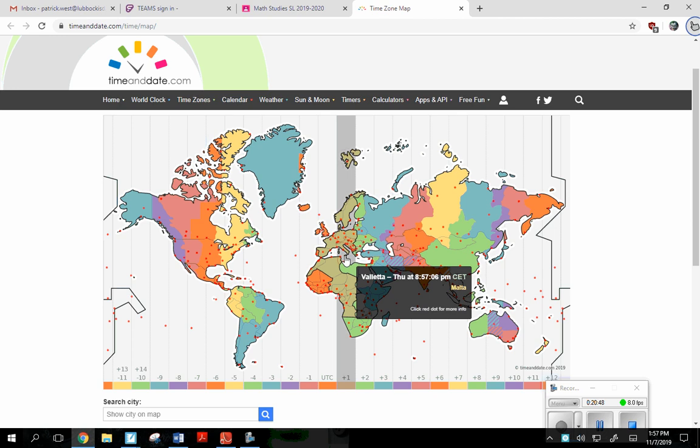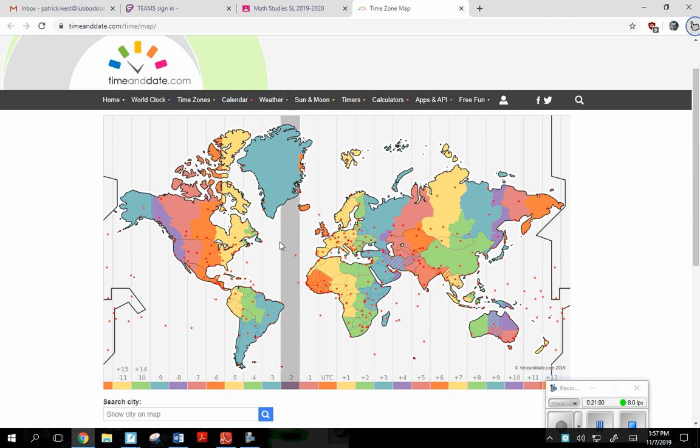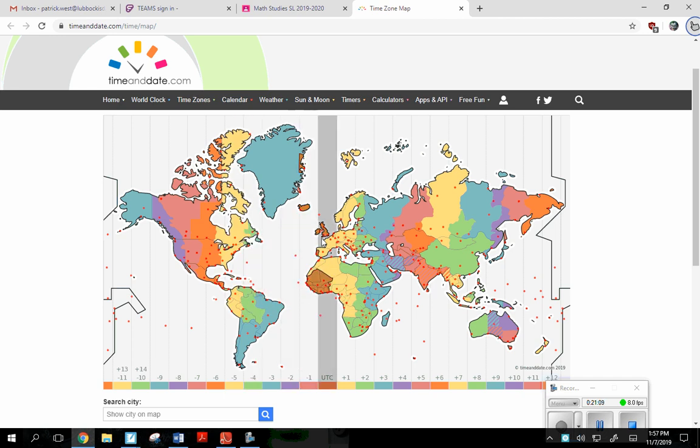So if we go ahead and find London, London's right here. So right now in London, it is 7:57 p.m. It's almost 8 o'clock. We're wanting to compare that to New York. So let's come on over here to New York. Right now in New York, it's 2:57 p.m. So how big of a time difference is that? That's 5 hours, right?